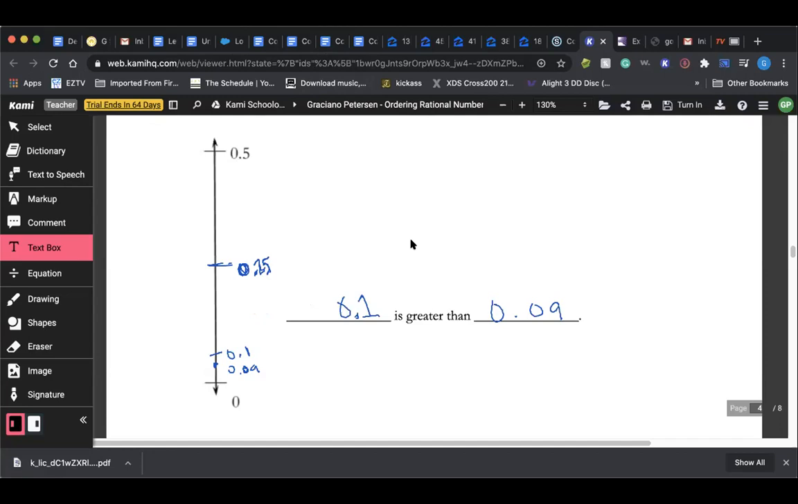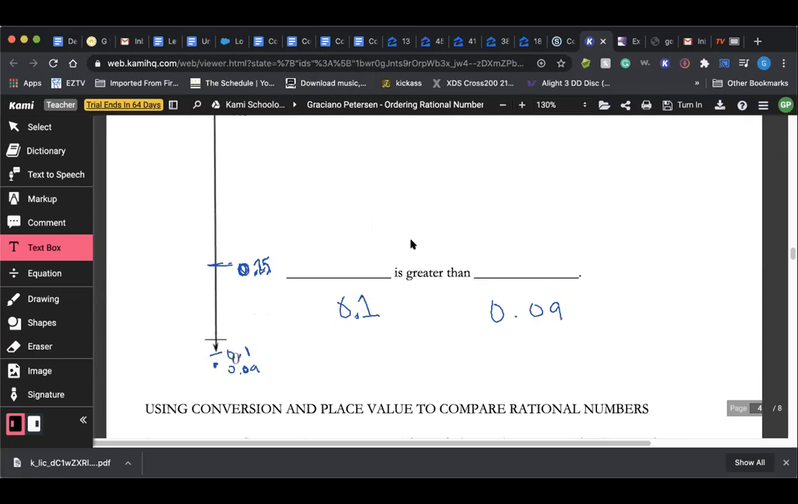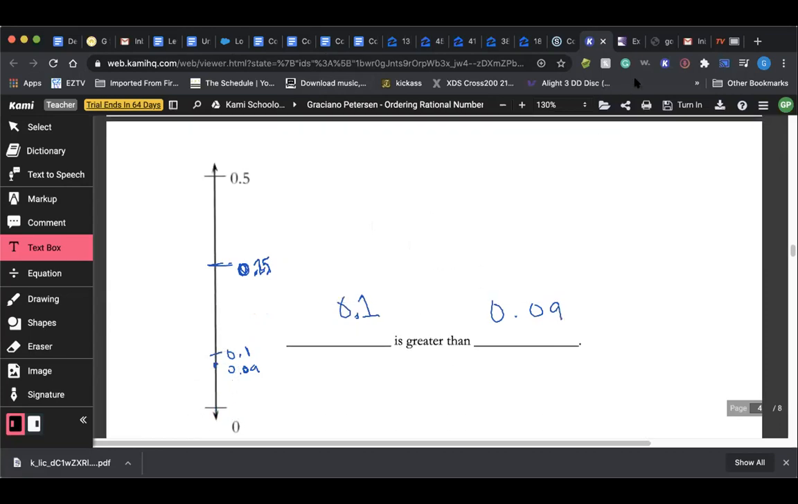All right, let's try this next piece. Let me clear these drawings.